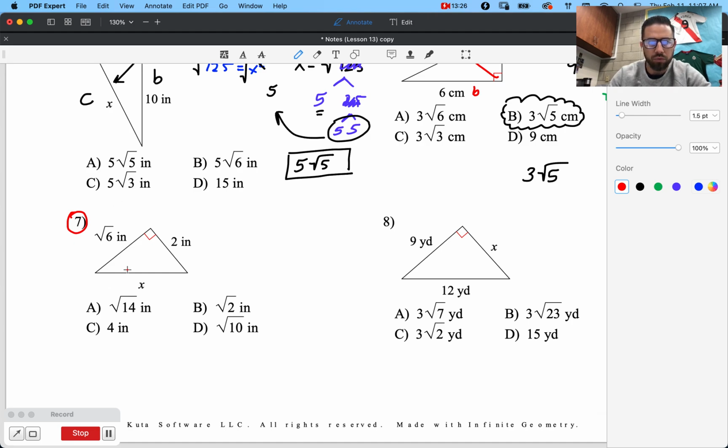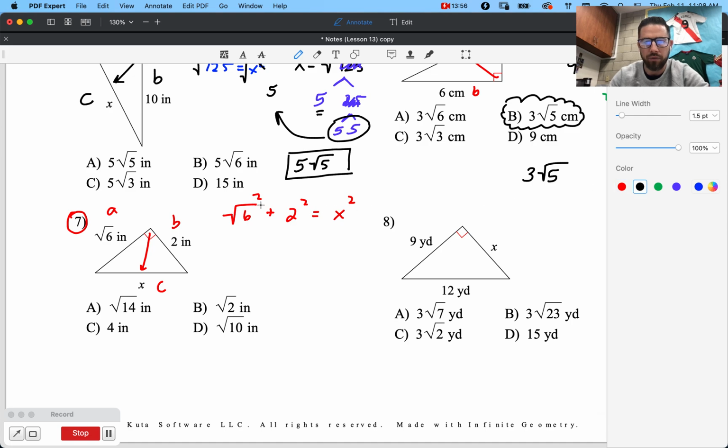Now, I like how this one's rotated because look, you still got to go across and make this guy C. Even though he doesn't look like C, he's C. That's why I make you do that arrow across from the right angle, which means this guy's A and this guy's B. Okay, so let's do it. We're going to say square root of 6 squared plus B is 2 squared equals X squared.